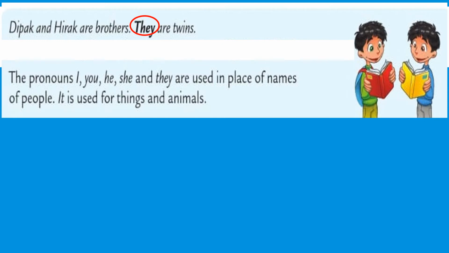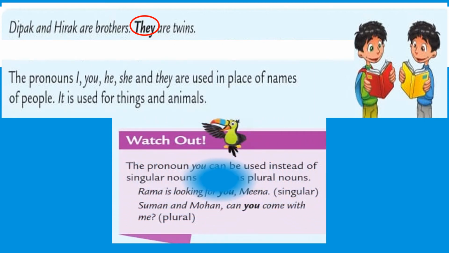Okay children, so now you have seen how different pronouns are used in different sentences. The pronouns I, you, he, she and they are used in place of names of people and it is used for things and animals. Also remember, the pronoun you can be used in place of singular nouns as well as plural nouns. Look at the examples.